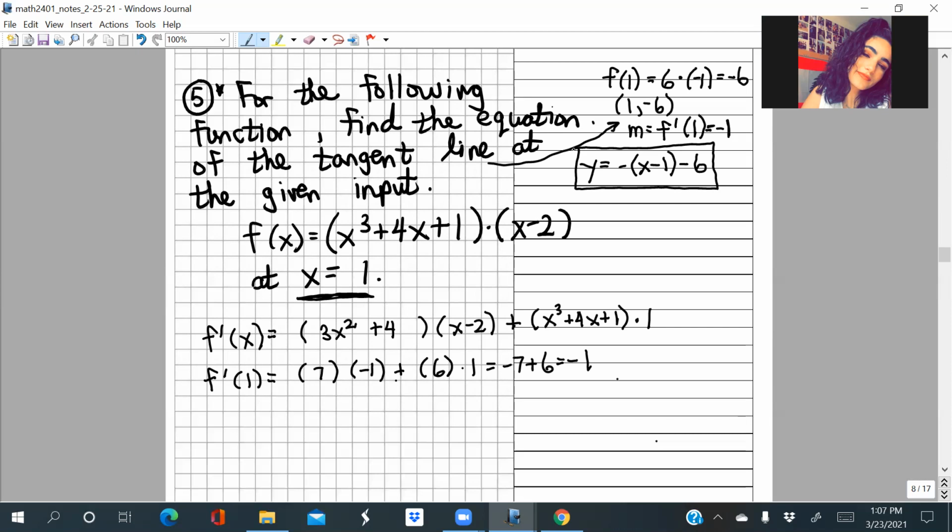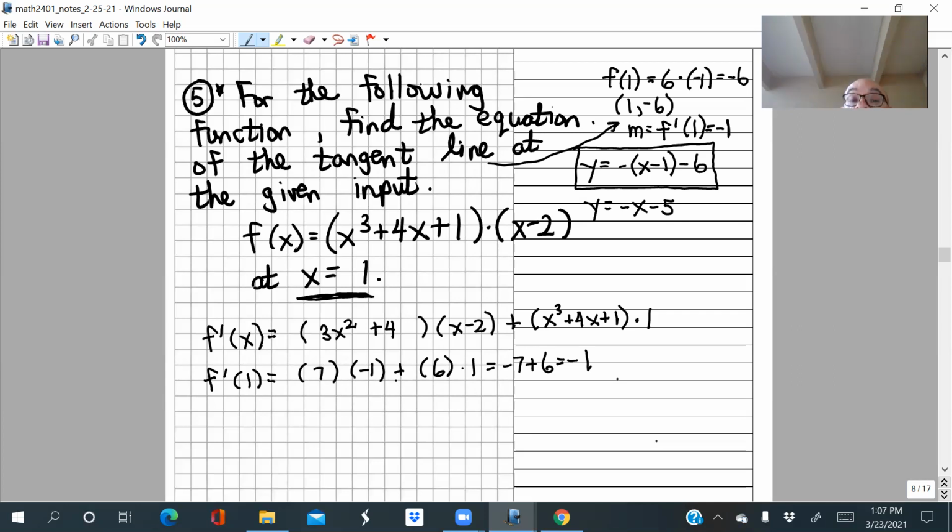Technically, you could write that equation in any form, right? Like if you want it to be slope intercept or something. From this point you can write it however you like it. So if you take the parentheses off, you get y equals minus x minus a minus 1 is plus 1, and then plus 1 minus 6 is minus 5. So you could write it like this: minus x minus 5. So you would know, oh yeah, the slope is minus 1 and the y-intercept is minus 5, okay? So you could write it like this as well.